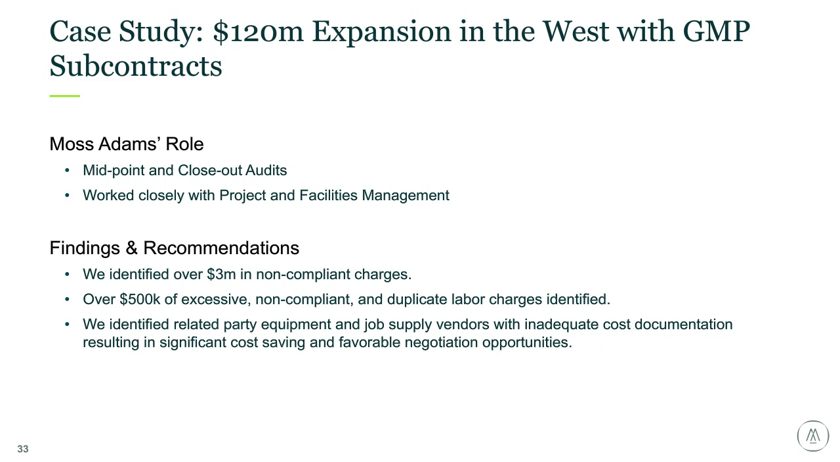We also identified a lot of related party equipment and job supply vendors that didn't have good cost documentation. So, like, if they have related party equipment and they're only generating an internally generated invoice, that's not really proving actual cost. So the goal is to identify these gray areas, quantify them, and use as much information that's readily available and good source documentation to come up with a strategy so that you're not paying more than you should be.